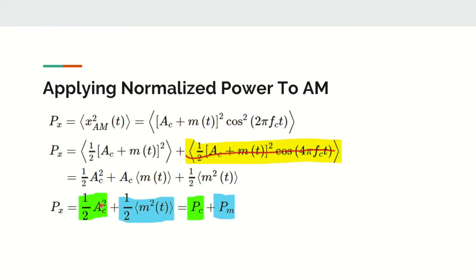In the green here, our 1 over 2 AC squared and our PC is going to be the power of our carrier, and the 1 over 2 of the normalized power of our message is going to be, of course, our message power. Just remember here that our power in the green here, so the power of our carrier, is actually completely wasted. That signal does not actually contain any useful information that we want. Remember, all we want to do is transfer our message information from one point to another. We don't actually care about the carrier. That possesses no information that we need.